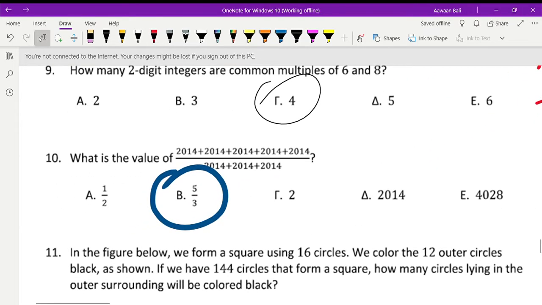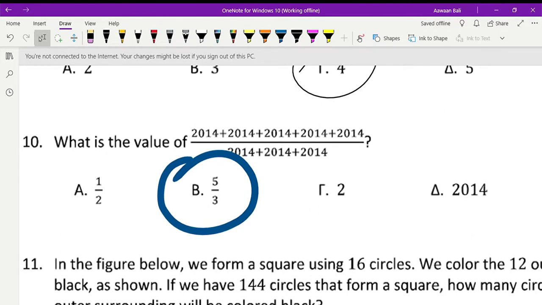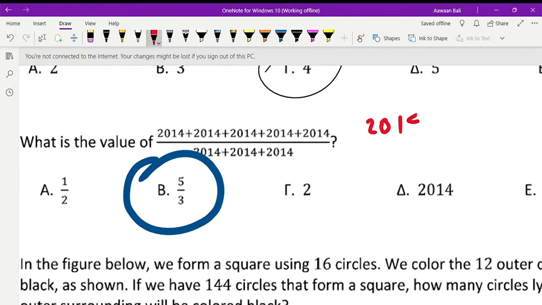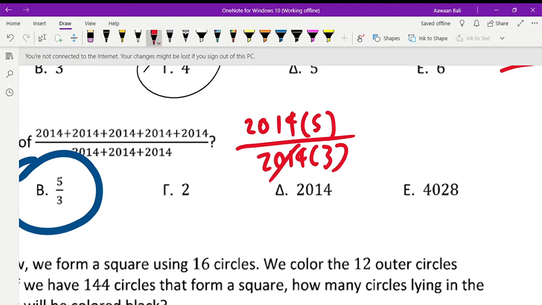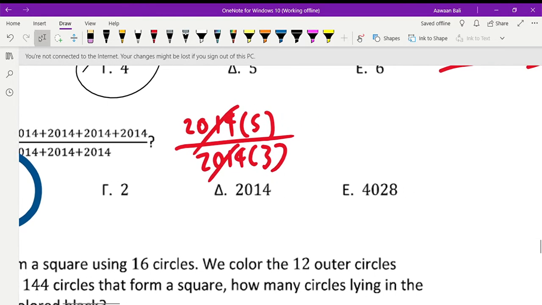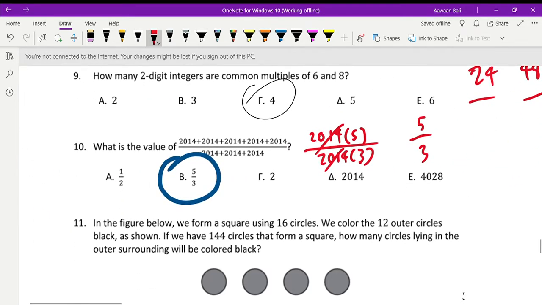4. What is the value of this? This is actually really easy. If you look, this is addition, no multiplication, so we can't do normal cancelling. That's wrong. We can basically simplify this into 2014 times 5 divided by 2014 times 3. Now it's multiplication, so we can cancel the 2014 and the 2014 since that's a common factor. You get 5 upon 3. So therefore your answer is beta.